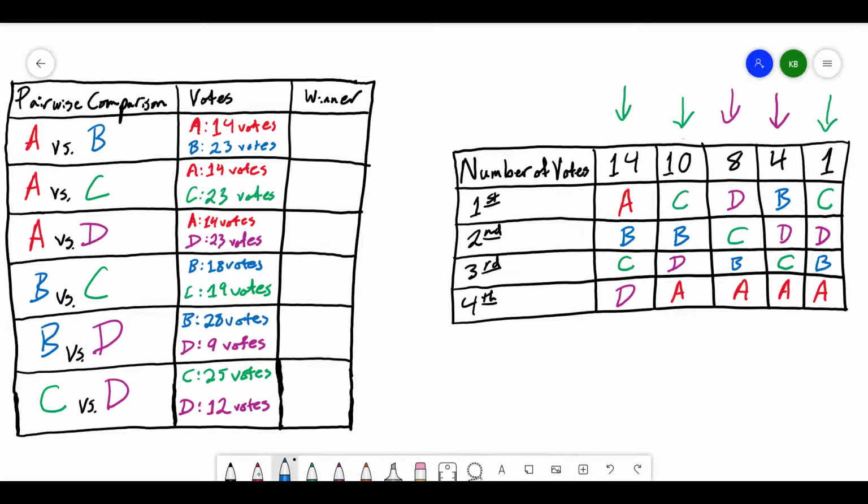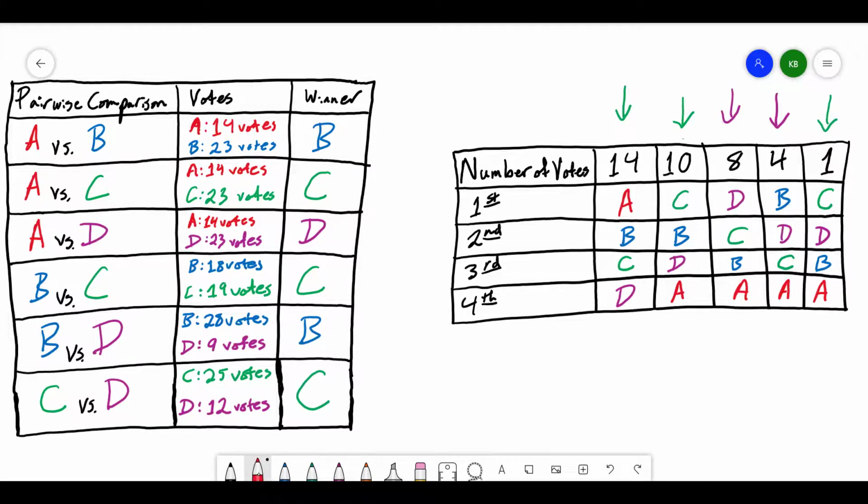So A had 14 votes and B had 23, making the winner of this mini sub-election B. Now, 23 versus 14 makes C a winner. 23 versus 14 makes D a winner. 19 versus 18 makes C a winner. 28 versus 9 makes B a winner. And finally, 25 versus 12 makes C a winner.